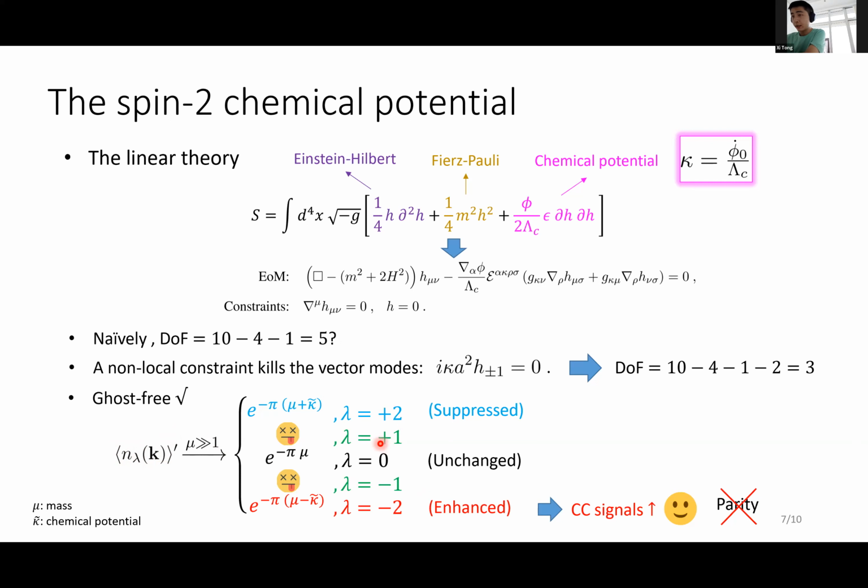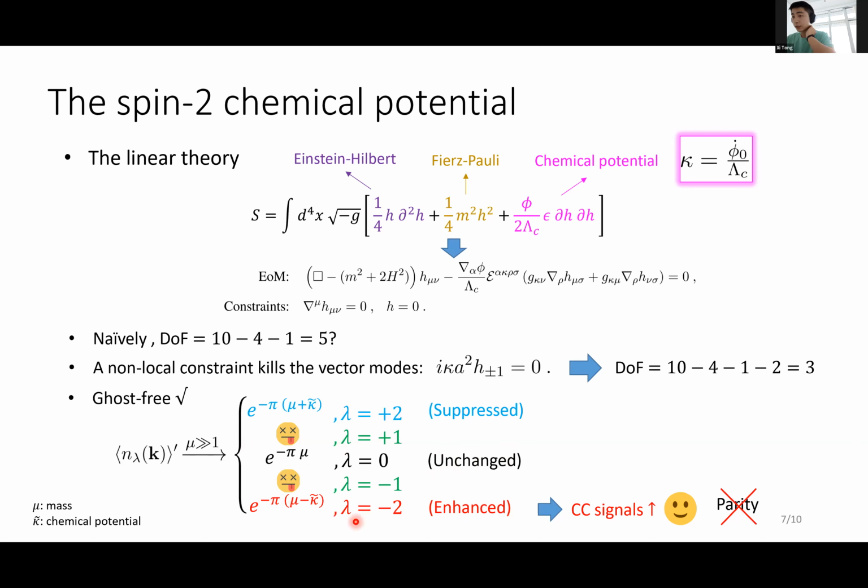As we can see, the helicity plus/minus 1 modes are killed by the constraint, so they don't appear. But the helicity plus/minus 2 modes are affected by the chemical potential. In particular, the original Boltzmann form is shifted linearly by the chemical potential, 1 plus kappa, 1 minus kappa. So the helicity minus 2 modes are exponentially enhanced, while the helicity plus 2 modes are exponentially suppressed. The longitudinal mode is completely unaffected by the chemical potential.